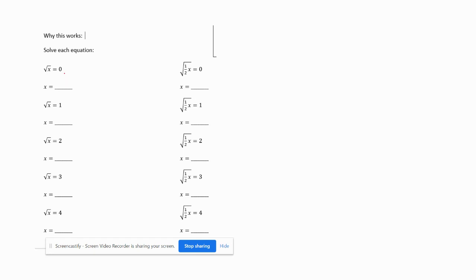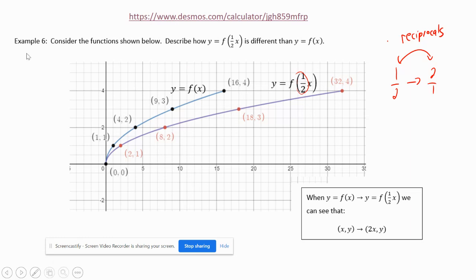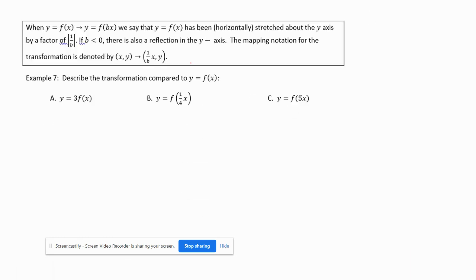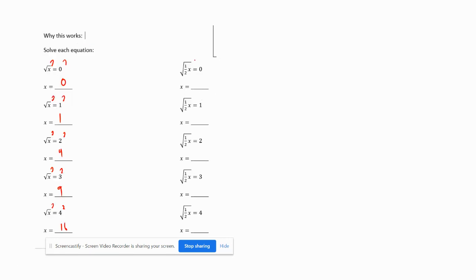So if I have square root of x = 0, then squaring, x = 0. Square, x = 1. Nothing too tricky here, we're just solving for x. Now, if I have square root of 1/2 x, and I square both sides, I get 1/2 x = 0, times 2 is still x = 0. Square, I get 1/2 x = 1. To get x by itself, I need to multiply both sides by 2, like that. So 1 times 2 is 2.